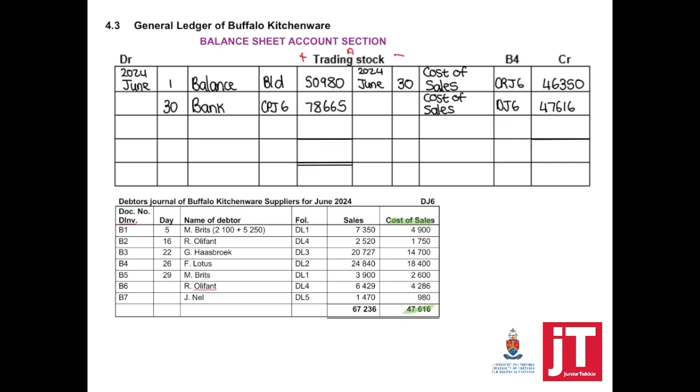Once we've posted from the journals, we can now balance this account to see how much stock do we have available at the end of this month, the beginning of the next month. So in order for us to do this, we need to take the debit side and add it up. The debit side must be equal to the credit side, and the difference is my balance carried down, which means my opening balance on the 1st of July 2024.